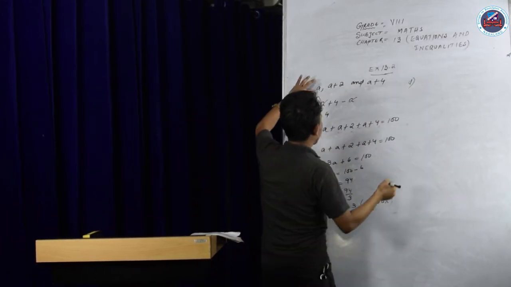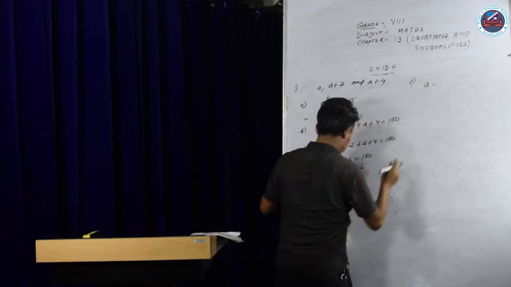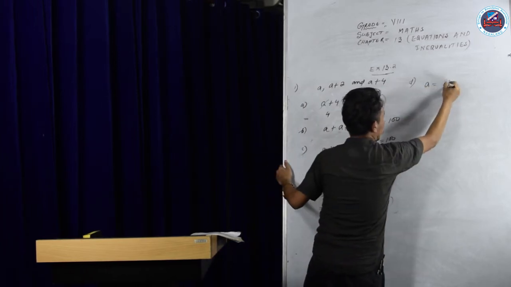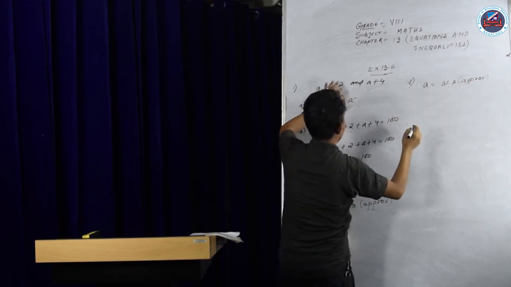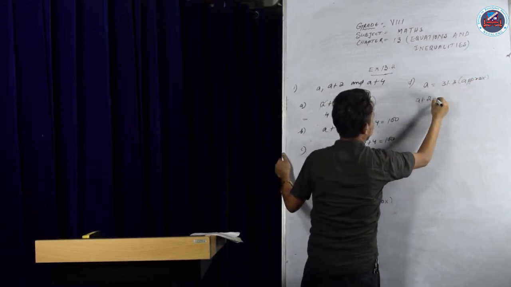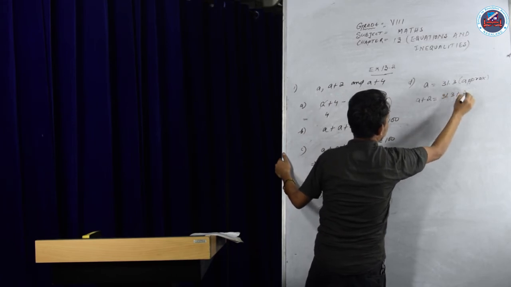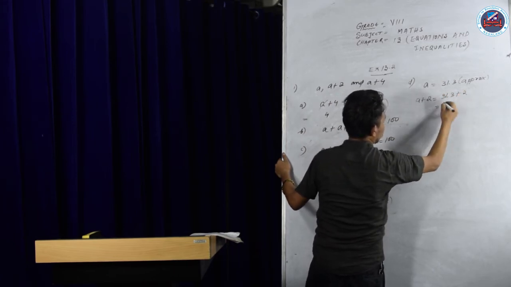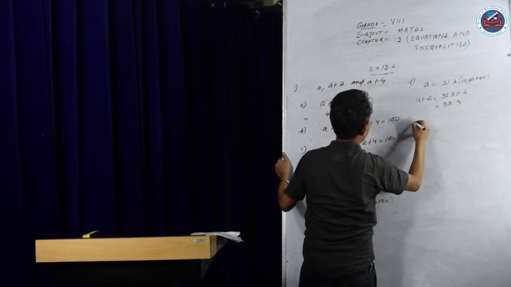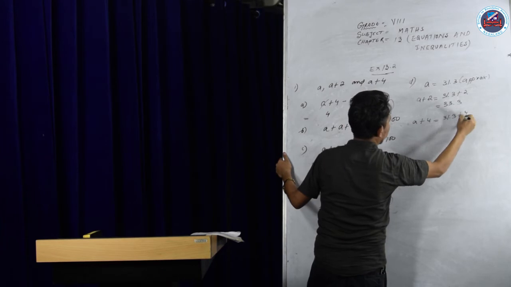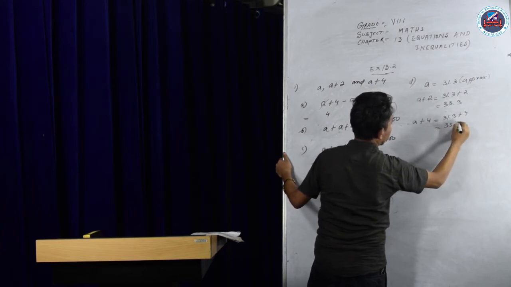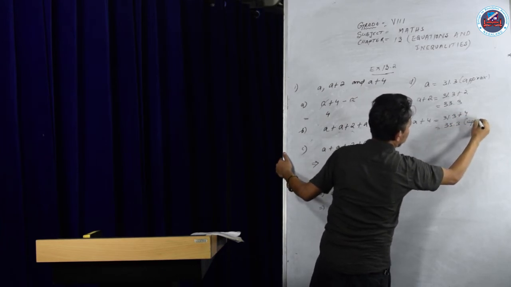Number D. The first value is A. So the value of A we got as 31.3 approx. Next is A plus 2. There is 31.3 plus 2. That is 33.3. Next is A plus 4. 31.3 plus 4. That is 35.3 approx.